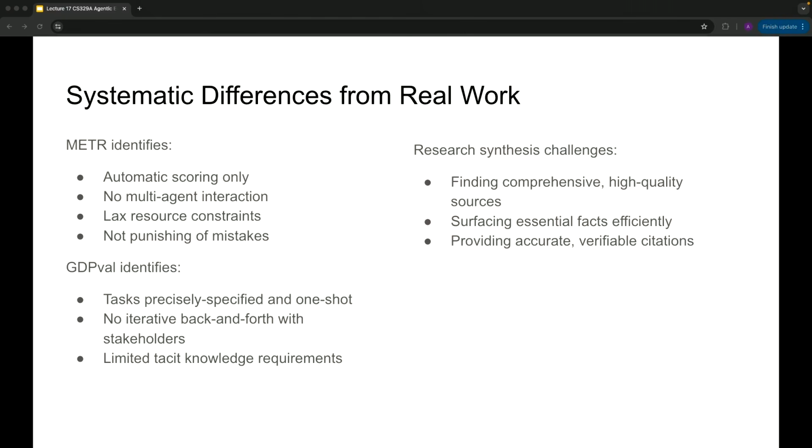That gap gets covered more by the third benchmark, where we were looking at research synthesis. Here the challenges are that the models still struggle with finding comprehensive, high-quality sources, surfacing key facts, and then verifying them. And these are things that if a human is an expert in the field and does this day in and day out, they'll be much faster at because they just have that context in their head all the time.